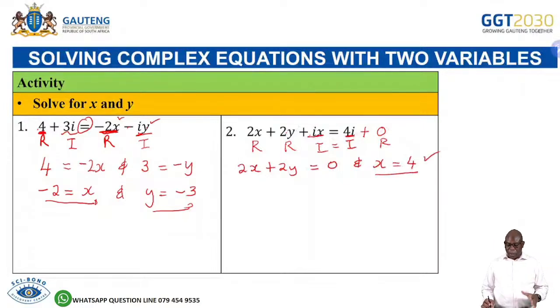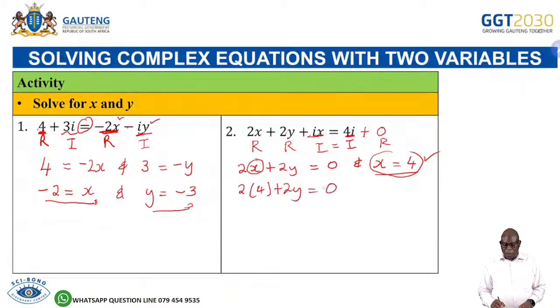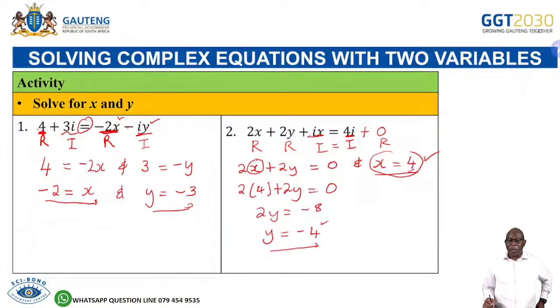Lovely. What do I have now? Substitute this x here to get the value of y. So I'm going to say 2 into 4 plus 2y equals 0. Then I'll have 2y equals negative 8. Transpose that. Then y will be equal to negative 4. So I've got the value of x, which is 4, and the value of y, which is negative 4. Those are the 2 values. Remember, we're solving for x and y.